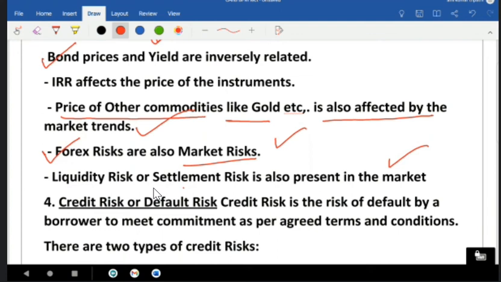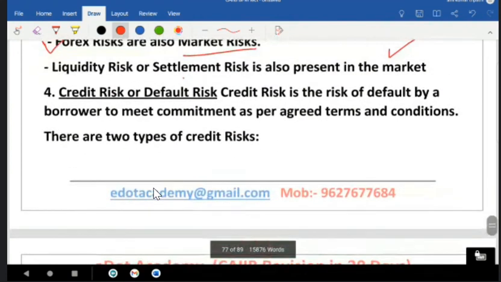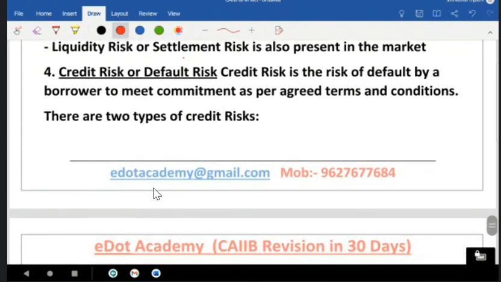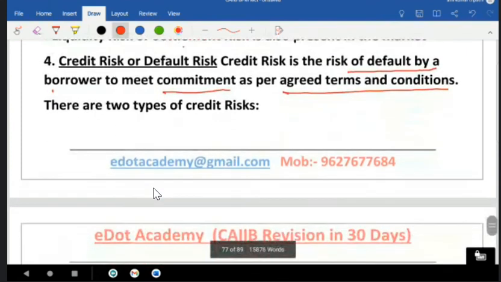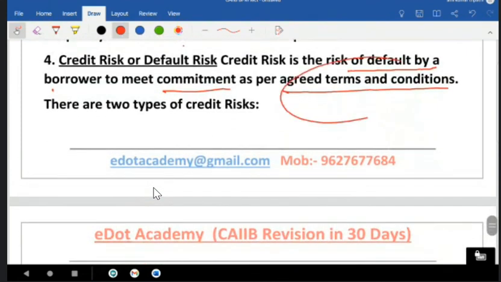Every day we face this risk. Our customer is not paying, the account has become NPA. So credit risk or default risk is the risk of default by a borrower to meet the commitment as per agreed terms and conditions. That means the customer does not pay interest, principal, whatever is there as per the due date and whatever date has been decided as per agreed terms and conditions, the customer does not pay. So there are two types of risk.